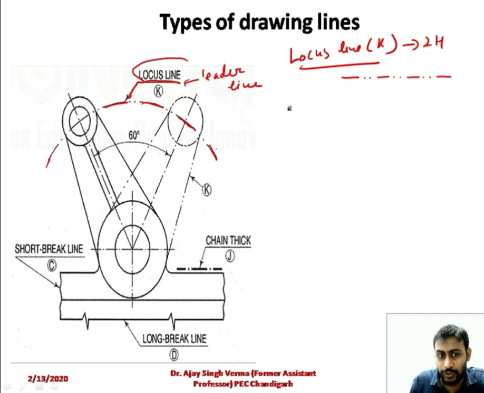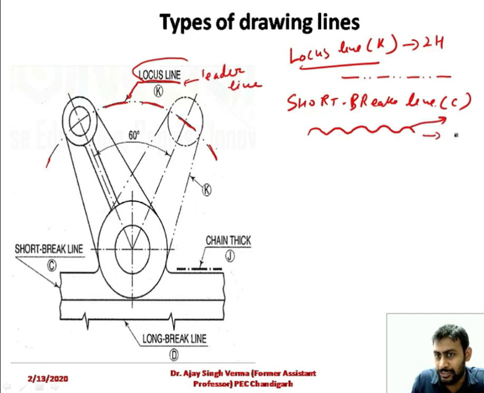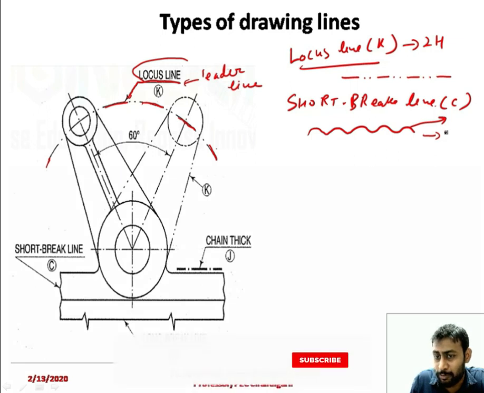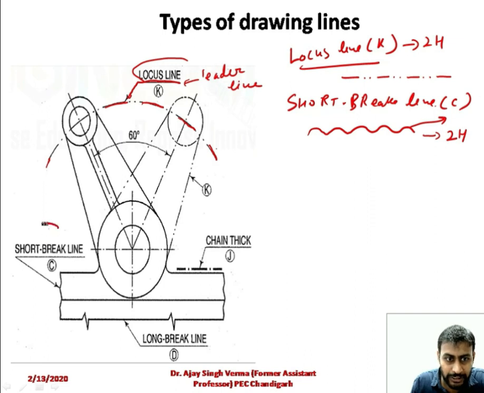So next is your short break line. Short break line, I already talked about in the previous slide. The C-type line means a freehand line. Freehand line is represented with the C-type line, and this C-type line is drawn with what type of pencil, students? 2H pencil. In this figure you can see a short break line, that is this one, freehand.